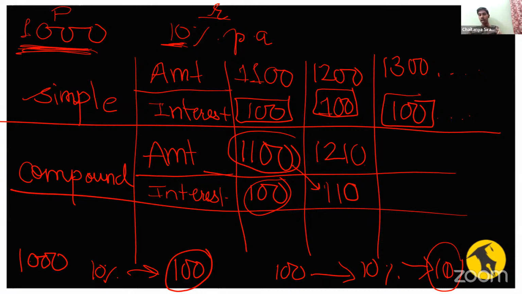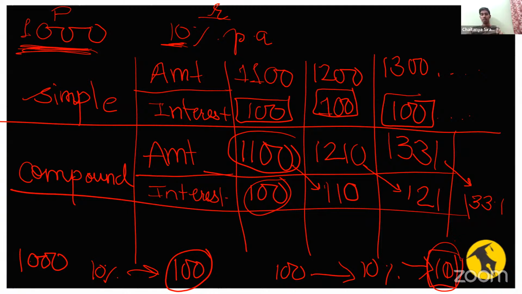Similarly, for next year, I'll get 10% of this. It will be what? 121 and my amount will be 1331. Next year, I'll get 10% of this, which is 133.1. So, compound interest is basically you get interest on interest and so on. Like for first year, you get interest on 100 rupees. In next year, you will also get interest on this 10 rupees.